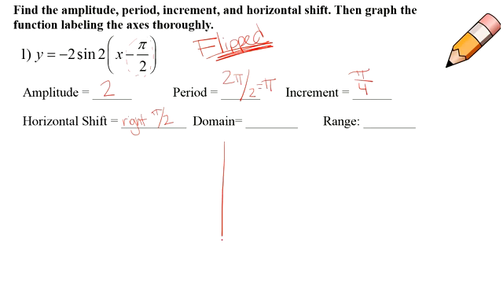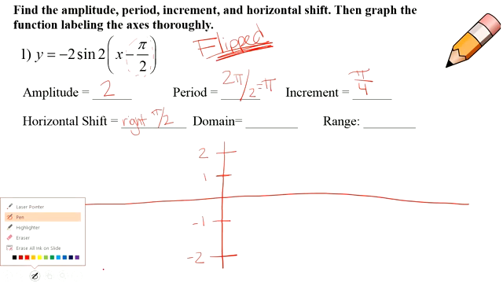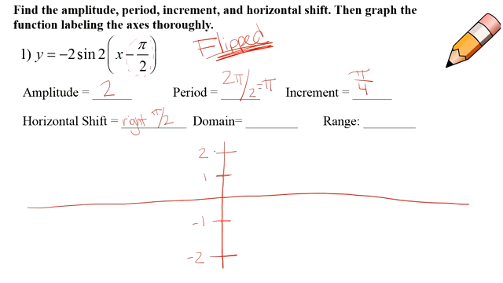So let's put our normal graph here. There we go. I'm going to draw in my amplitude. So I got 1, 2, -1, -2. Go grab my blue color, remember, because we always make a color for our amplitudes. Up and down.